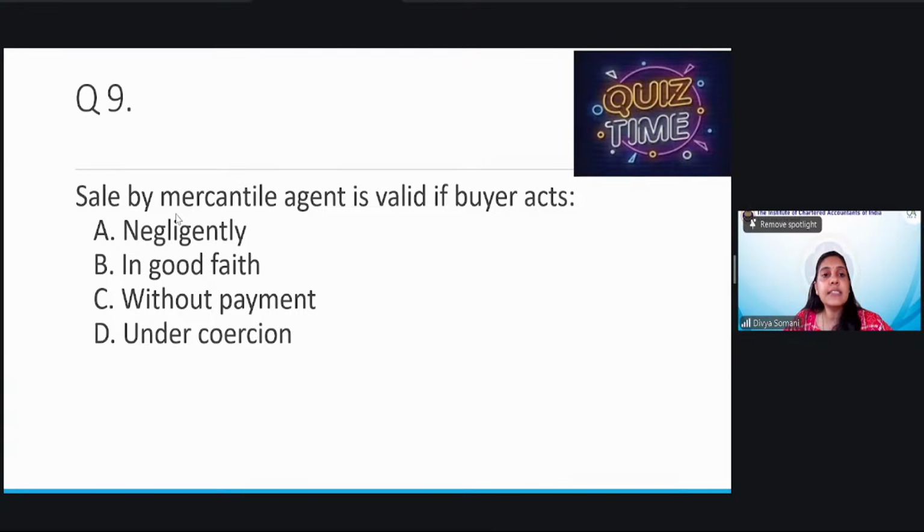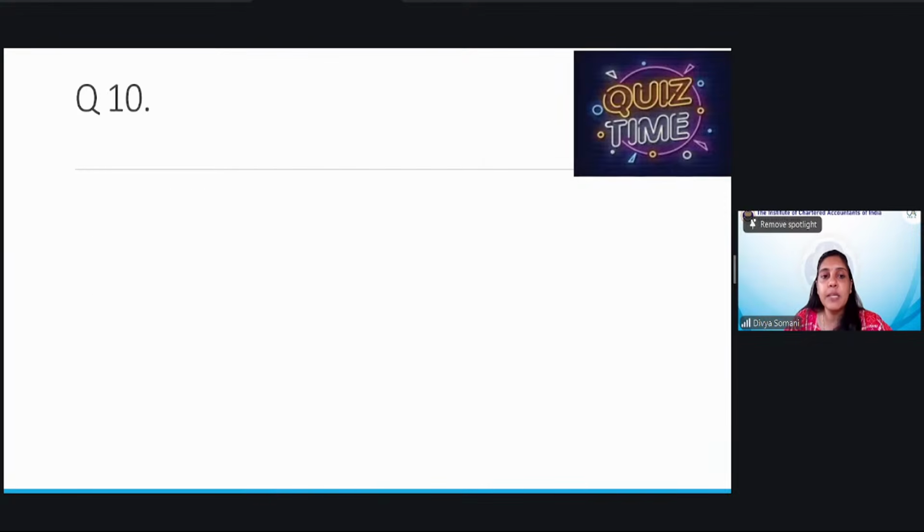Next question 9. Sale by mercantile agent is valid if buyer acts in good faith. It's always in good faith. So whenever we are talking about the exceptions, the buyer will be acting in good faith without having any knowledge or any notice of the previous sale. Correct. The answer is B.